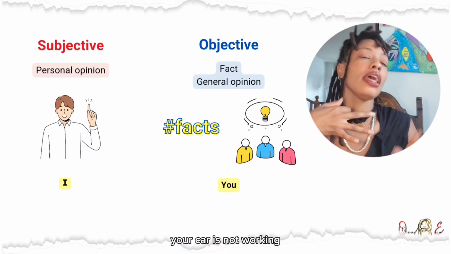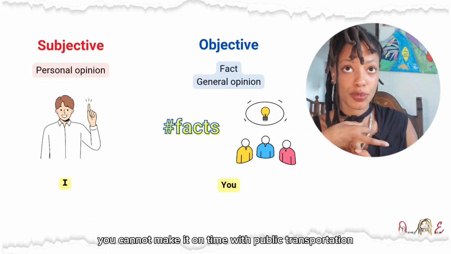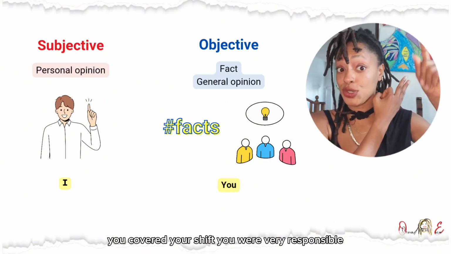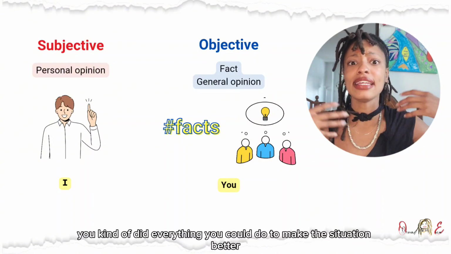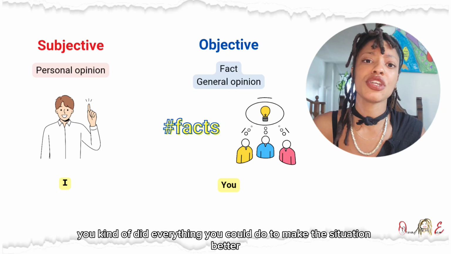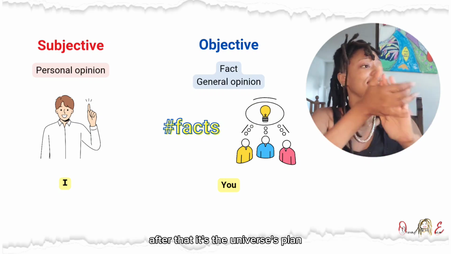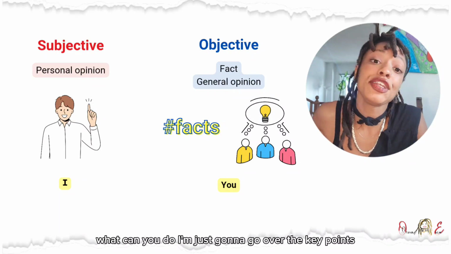Your car is not working. You cannot make it on time with public transportation. You covered your shift. You were very responsible. You kind of did everything you could do to make the situation better. After that, it's the universe's plan. What can you do?